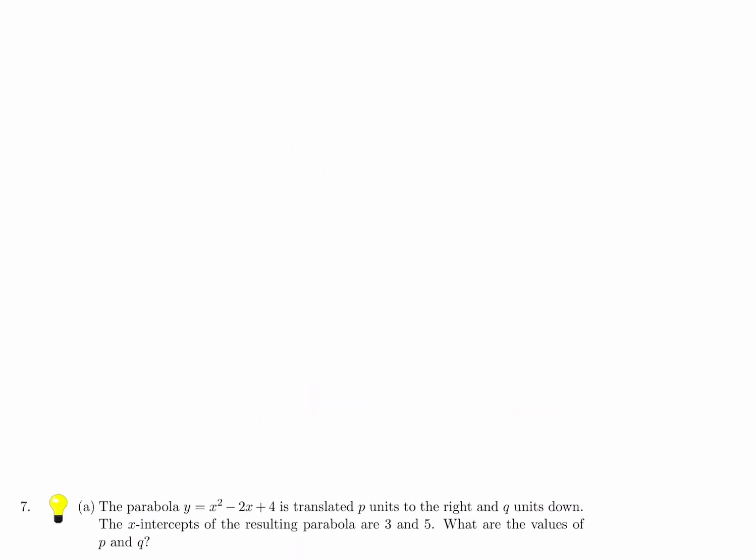So we have some sort of a parabola. I'm not entirely sure what it looks like, but we can make a pretty decent estimate, I think, based on the information they've given us. Let's see what kind of a sketch we can draw. Well, first and foremost, we have the equation. So let's just write it out: y equals x squared minus 2x plus 4.